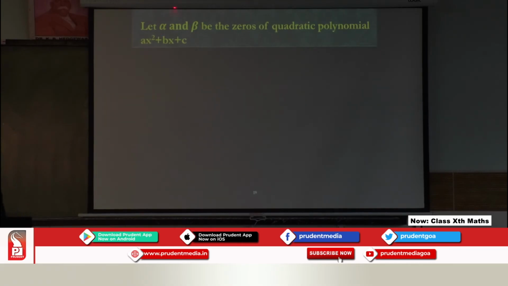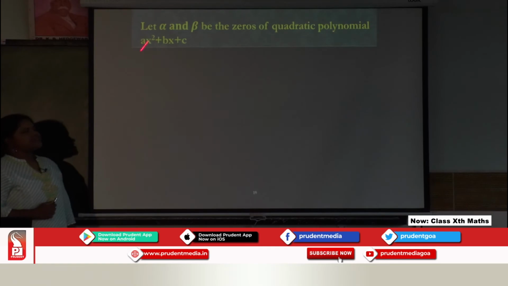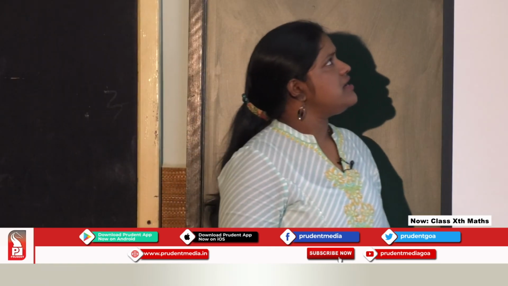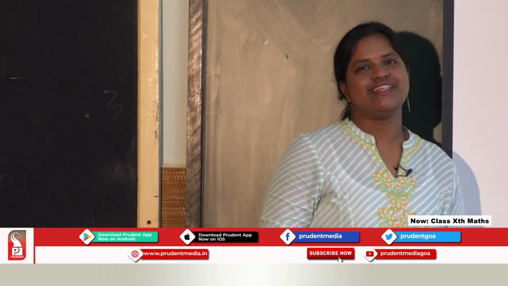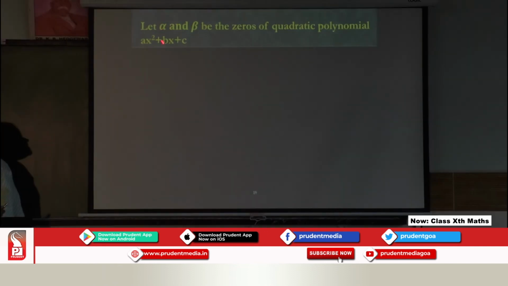So, let alpha and beta be the zeros of the quadratic polynomial ax square plus bx plus c. Zeros can be called roots, factors, or zeros. All these three terms are the same. So, this quadratic polynomial will have two answers, alpha and beta, that is their zeros.